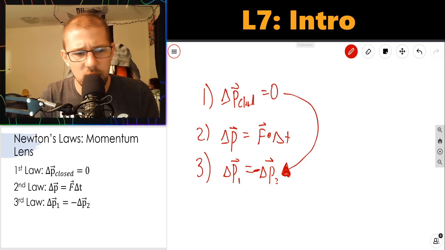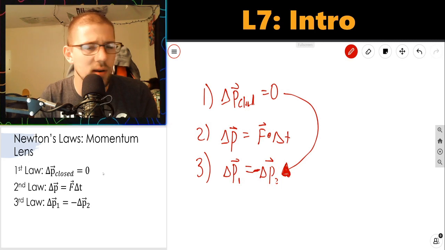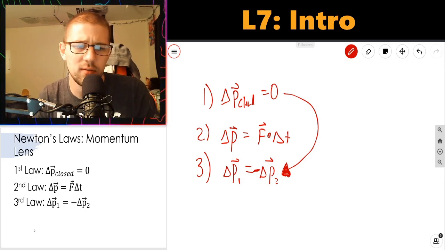Okay, so here's the new stuff. The new stuff is what I'm going to call this, so these three, the three laws that we've already seen before, I'm going to call the momentum laws. So the momentum-based Newton's laws. This is one translation, if you like, of Newton's laws.